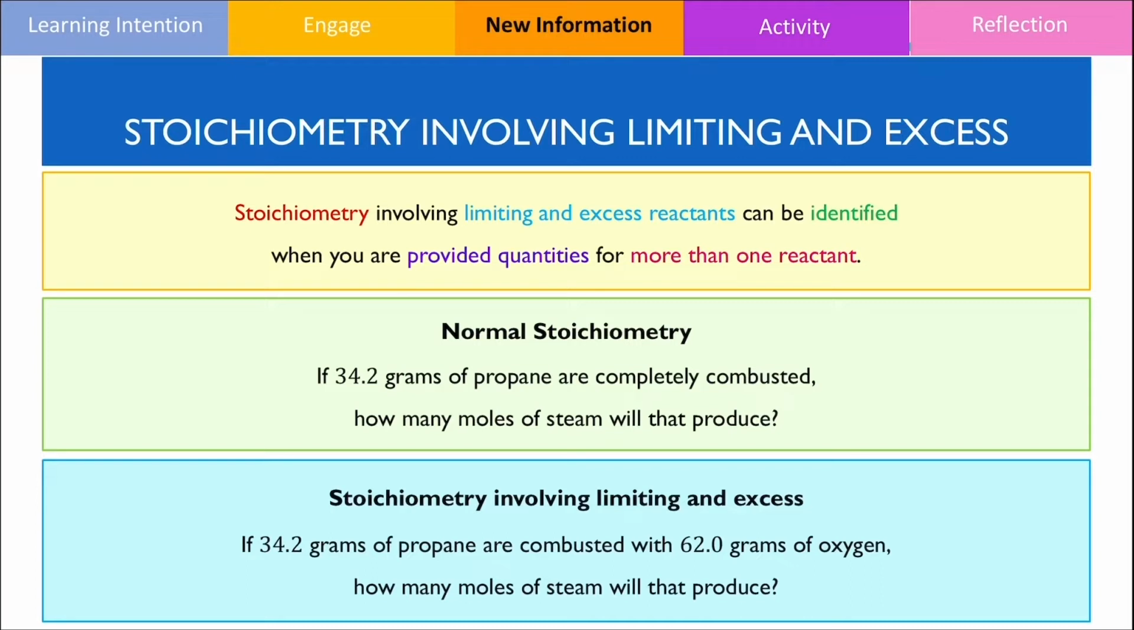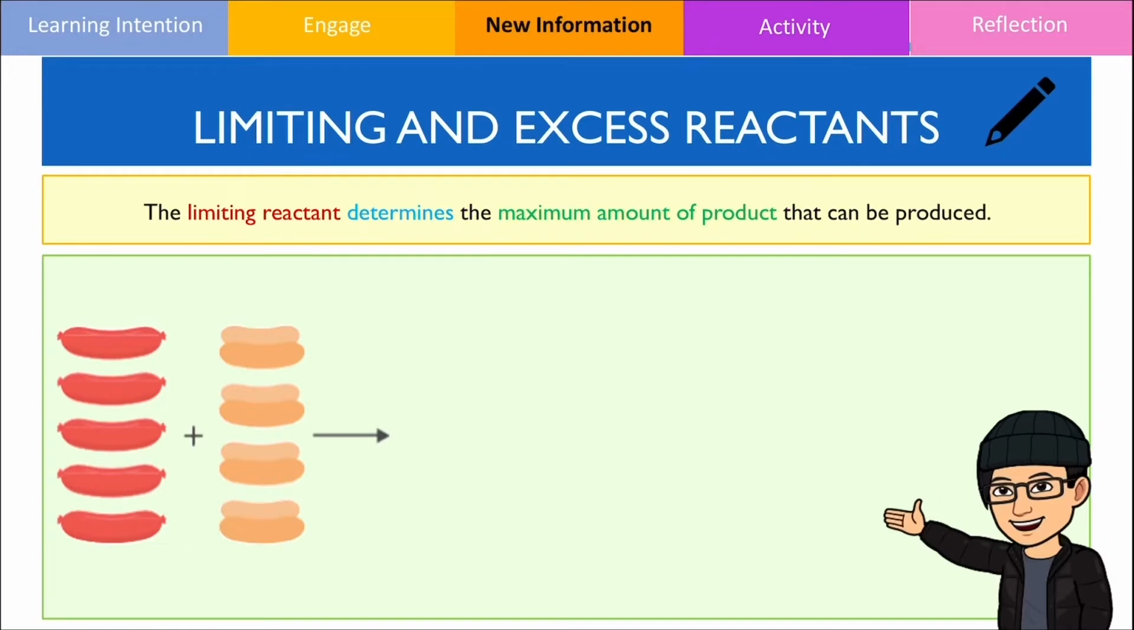Let's unpack and define what a limiting and excess reactant is. The limiting reactant is the reactant that gets completely used up first in the chemical reaction. As a result, it is the reactant that determines, or limits, the maximum amount of product that can be formed. This means that you are unable to form any more product because one of the chemical reactants has been completely used up first. Let's look at an example so you have a better understanding of what I mean by this.